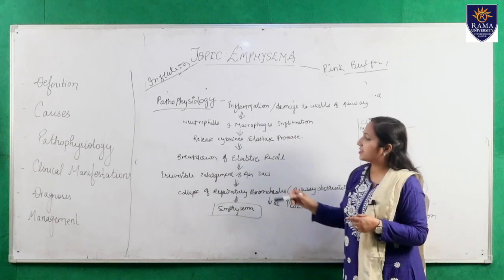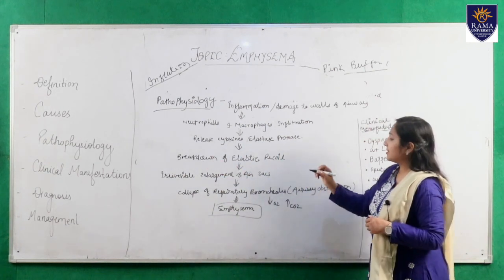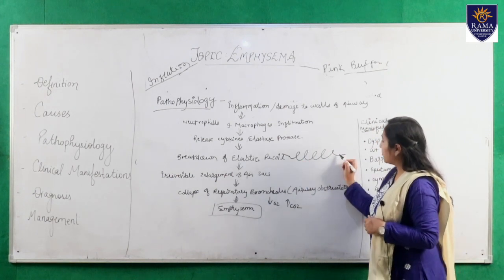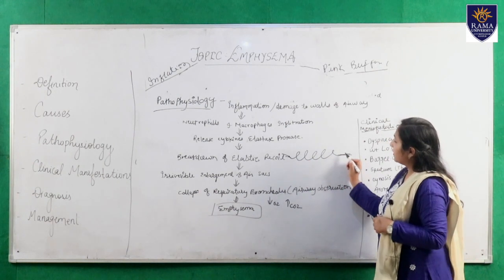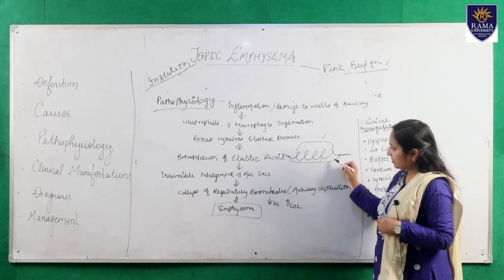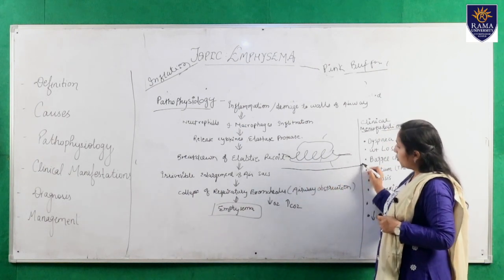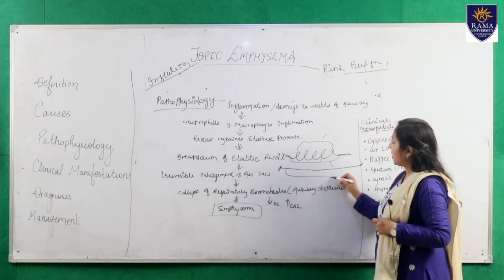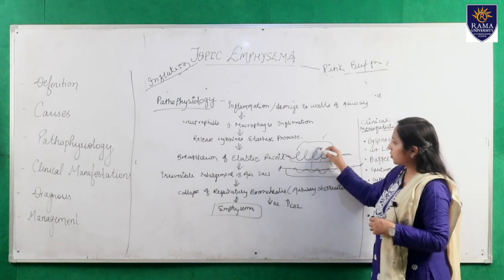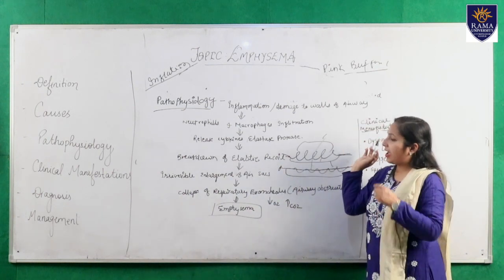What happens in the next stage? After that, breakdown of elastic recoil. Just like a spring, it has a recoil state. When stretched from the ends, it increases its size. What happens if this spring loses its elasticity and we stretch it more? It loses its shape and never gets back to the recoil state. This is the loss of recoil, the loss of elastic recoil of the alveolar wall.